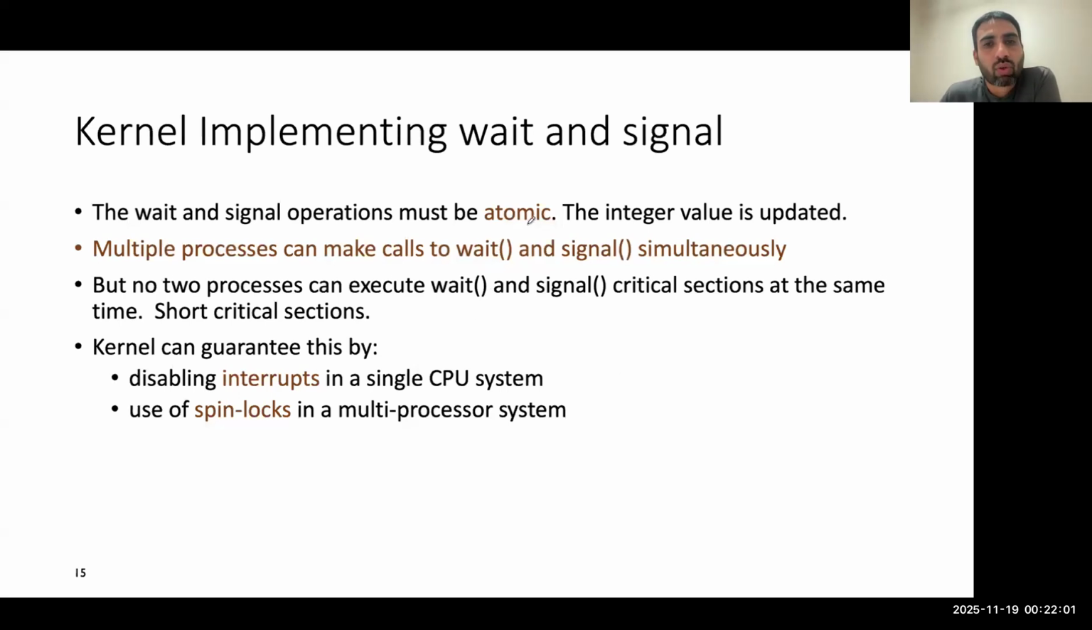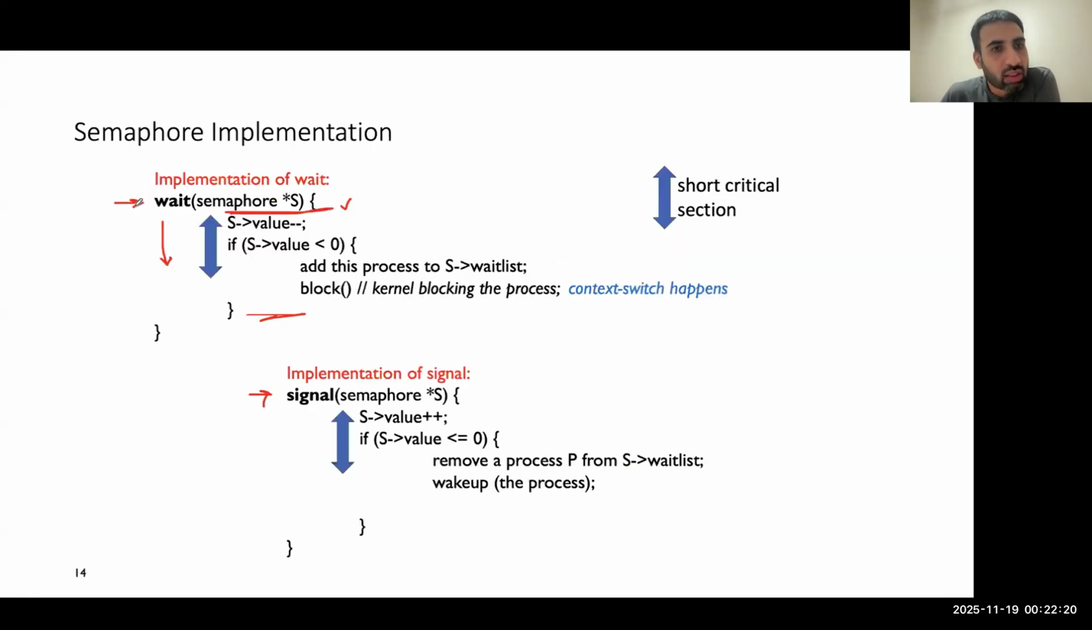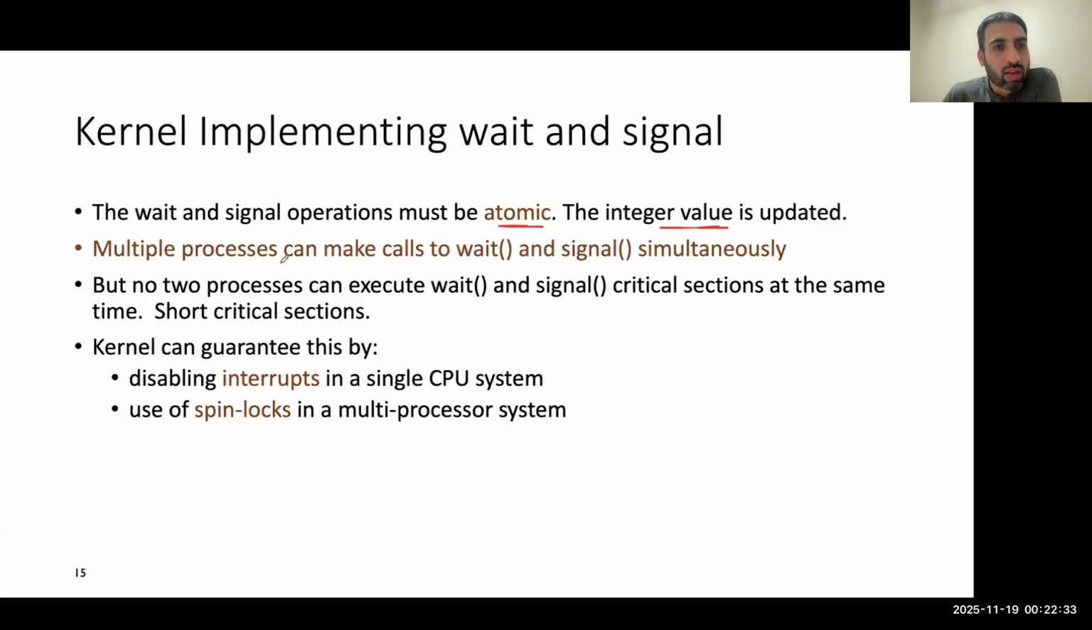So again, emphasizing the same point: the wait and signal operations must be atomic, and the integer value should be updated in an atomic way. Multiple processes can make calls to wait and signal simultaneously. That is allowed. They are allowed to make the call to wait at the same time. However, only one of them will be able to execute the critical section at a time, right? No two processes can execute the wait and signal critical section at the same time, right?